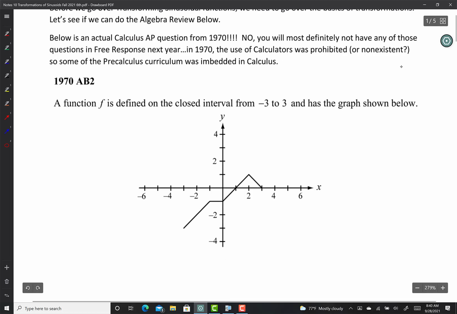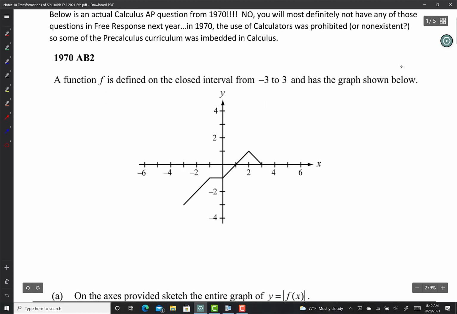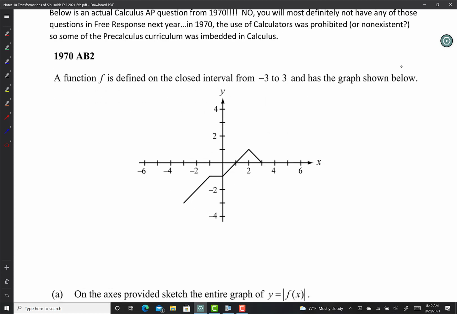So these are the points I'm focused on, guys. So here we go, guys. Let's go ahead and start. So here we go, and I have this function. We're going to call this f of x.